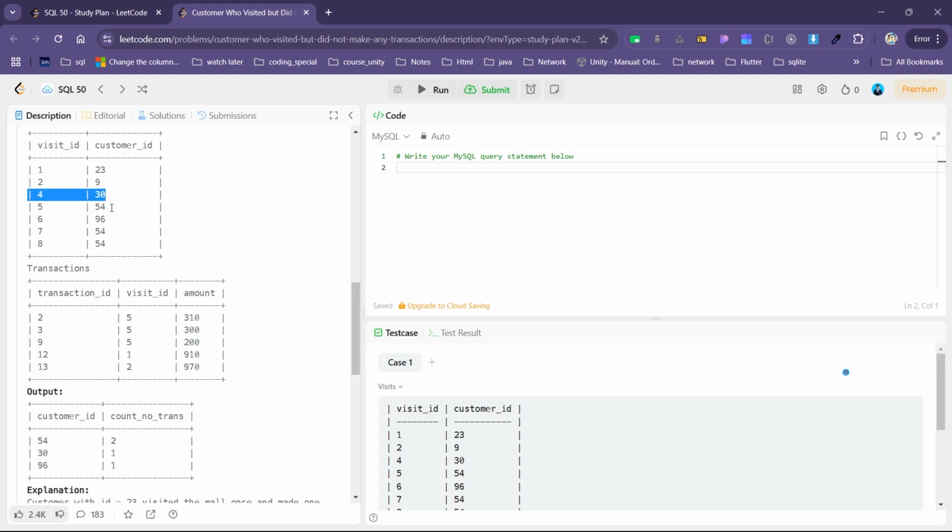And then the other is 9. So you see 9 has visit ID 2. He visited only once and he made the transaction. So it will not be included in this resulting table.